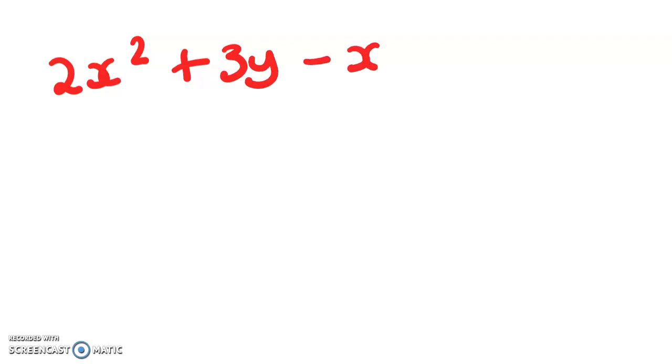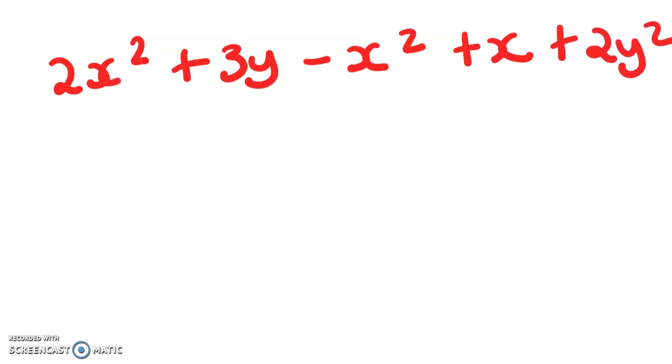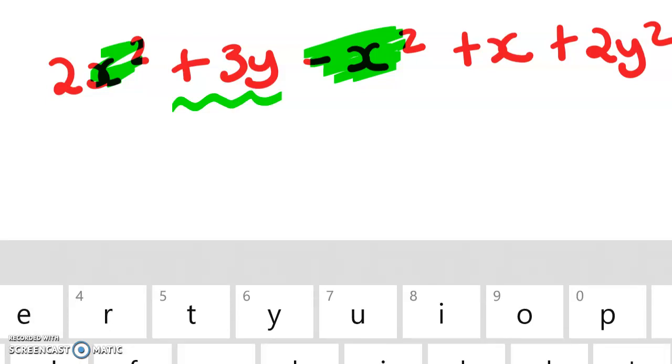Okay, so the first one we're going to do is about simplifying expressions. A very easy one: 2x squared plus 3y minus x squared plus x plus 2y squared. Let's just simplify this. What I'm going to do is match up all my like terms. That's my x squared and my minus x squared. I can match up my plus 3y.